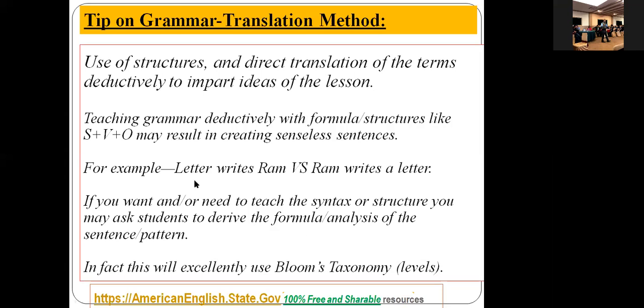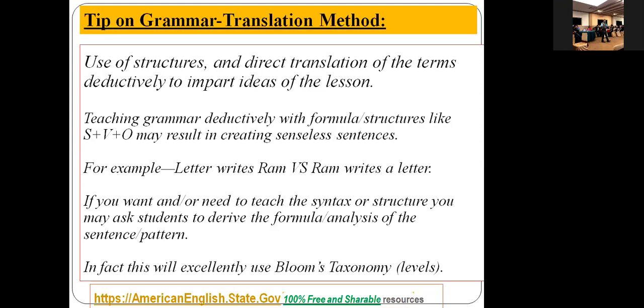For example, sometimes subject verb object agreement could also be "letter writes Ram," which is not situationally correct. It could be "Ram writes a letter." So there is a high chance that students might mismatch the doer and the objects, the subjects and objects.